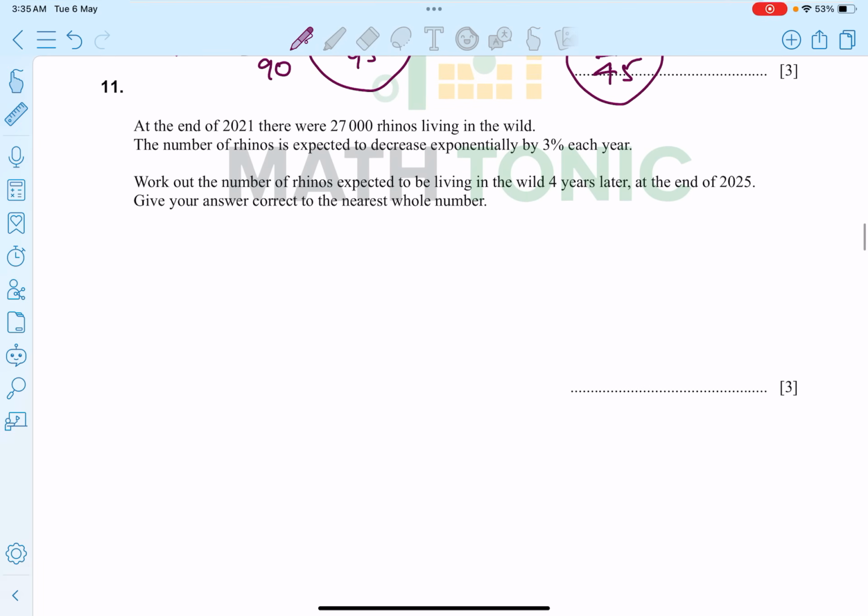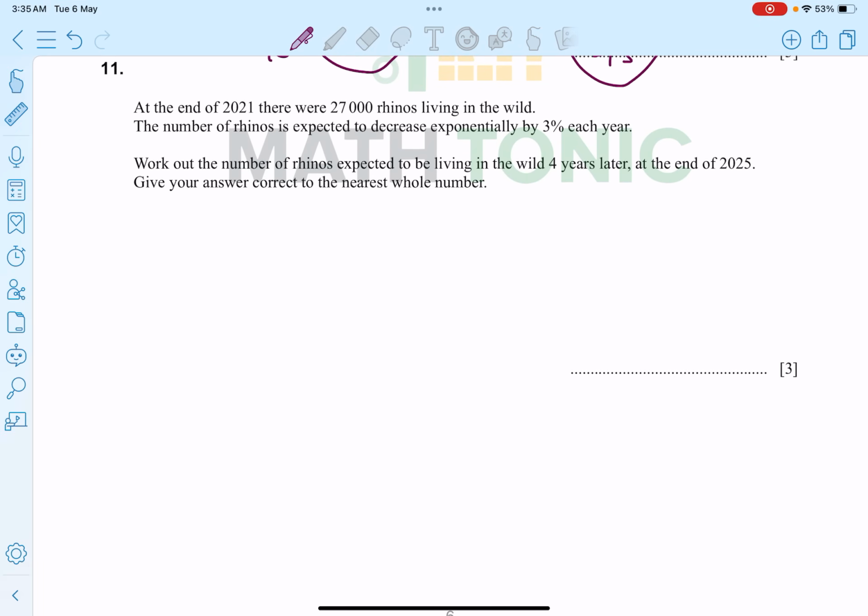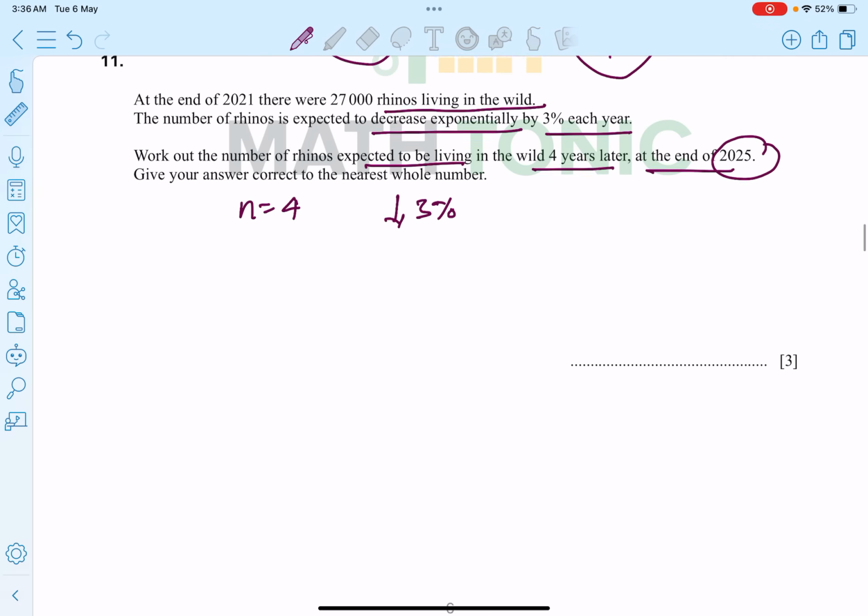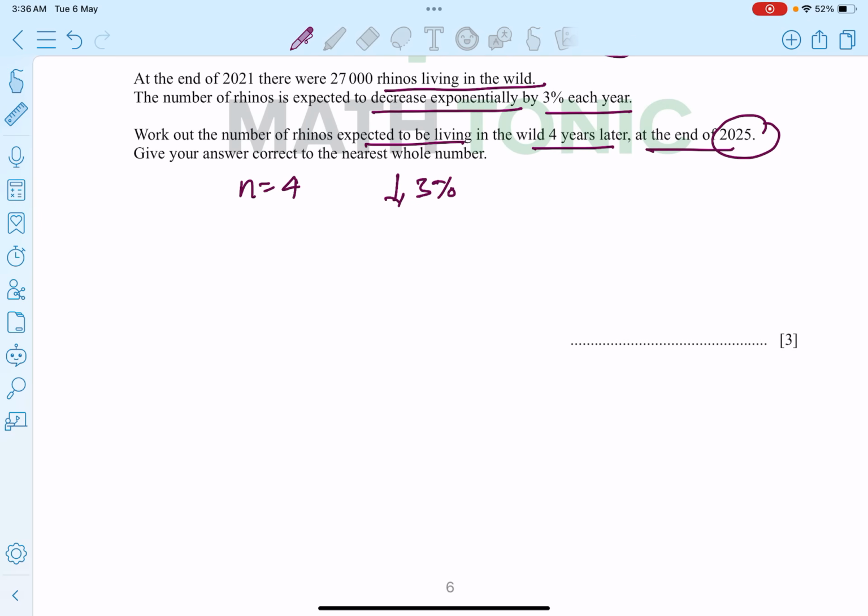Okay, question number 11. At the end of 2021, there were 27,000 rhinos living in the wild. The number of rhinos is expected to decrease exponentially by 3% every year. Work out the number of rhinos expected to be living in the wild 4 years later, at the end of 2025. What does it mean? So the number of years is given as 4, and it is exponentially decreasing by what percentage? 3%. So basically this is the opposite formula of compound interest.